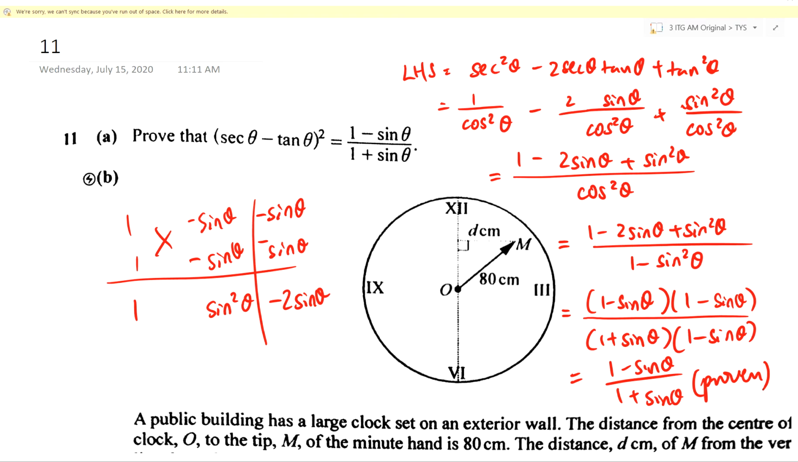Okay, so the strategy didn't change. We start with the complicated side, something that we can start off with. Convert everything to sine and cosine. So next part, B.